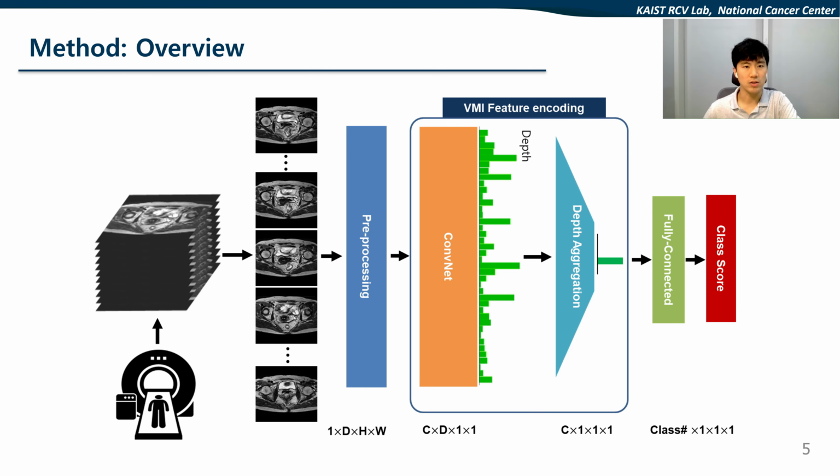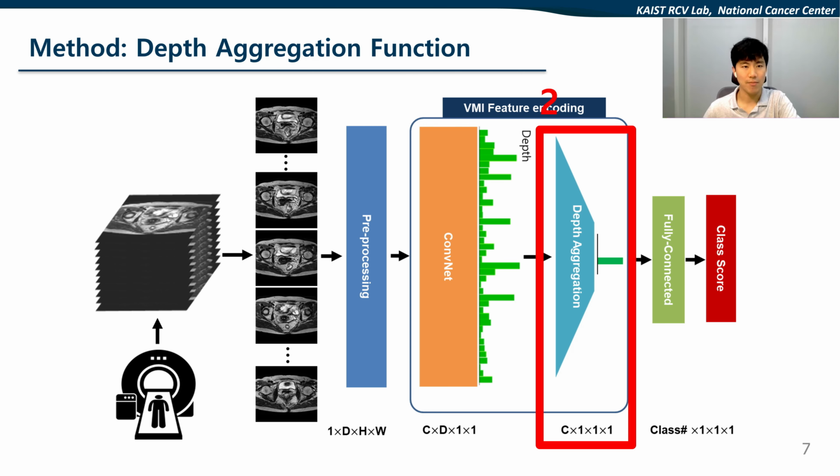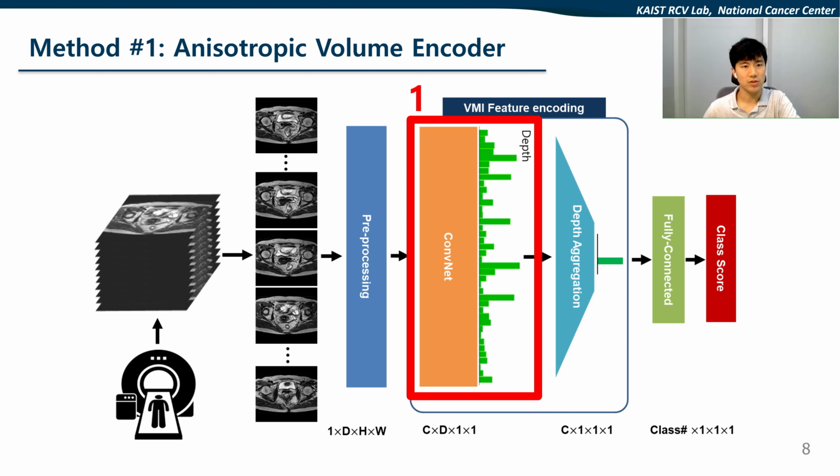Here is the overall scheme of our method to discriminate T2 from T3 stage rectal MRI volumes. Our proposed network consists of the volume encoder and the depth aggregation function. I'll first explain our volume encoder.